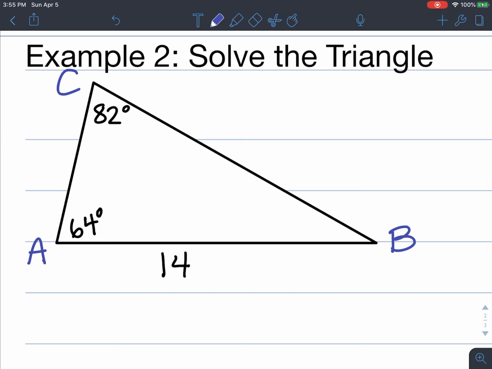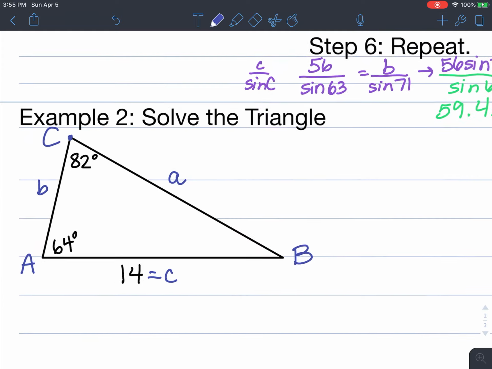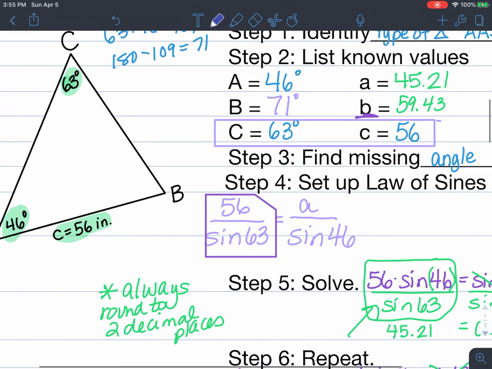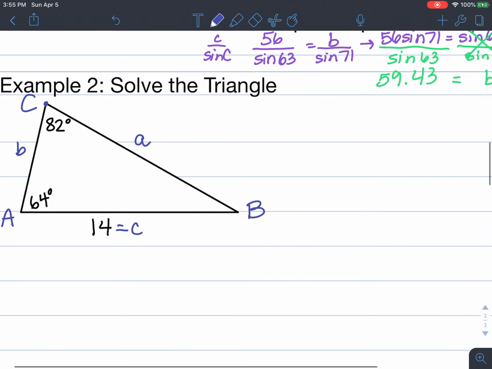But if this point up here is C, then this has to be side C. And then this would have to be side A, and this would have to be side B, because you have to make sure the angle is across from the side with the same letter. Okay, so if you need to go back and look up at the steps, feel free, but they're there.